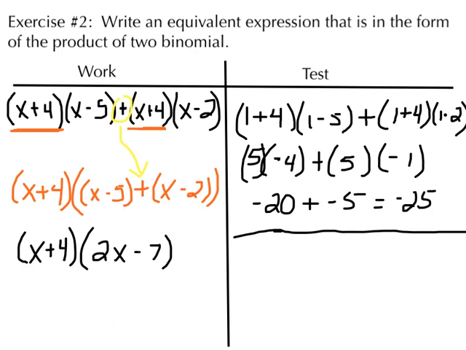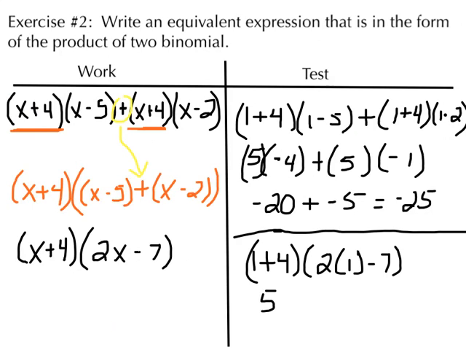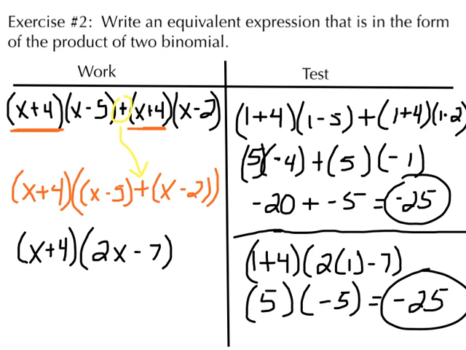Now I go ahead and use that same test number and I plug it in for the new product of binomials. It's going to give me 1 plus 4 times 2 times 1 minus 7. So that's going to give me 5. 2 times 1 is 2 minus 7 times negative 5, which is going to give me negative 25. Both of these expressions are equivalent because when I test them out, they are the same.